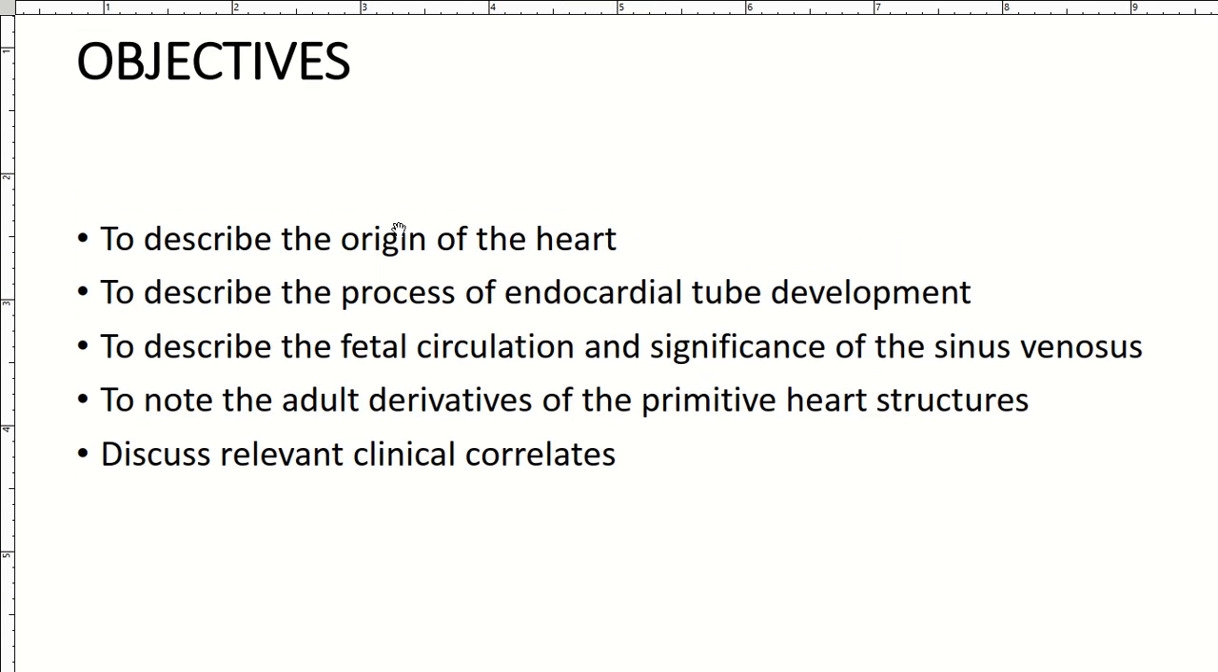These are the objectives that we are going to focus on. You should be able to describe the origin of the heart, to describe the process of endocardial tube development, to describe the fetal circulation and significance of the sinus venosus, to note the other derivatives of the primitive heart structures, and to discuss relevant clinical correlates.